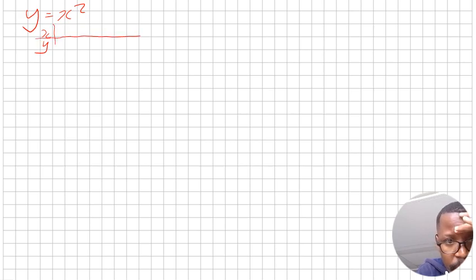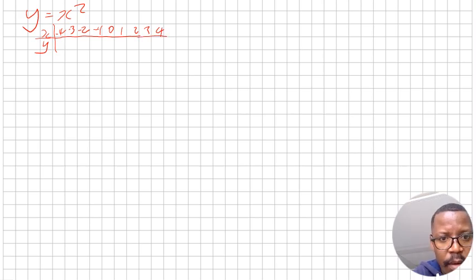So we remember the first quadratic function was y is equal to x squared. Okay, let's have a table of values of that one. So remember it was between -4 and 4. So we're going to say that's x, this is y. Okay, so -4, -3, -2, -1, 0, 1, 2, 3, 4.